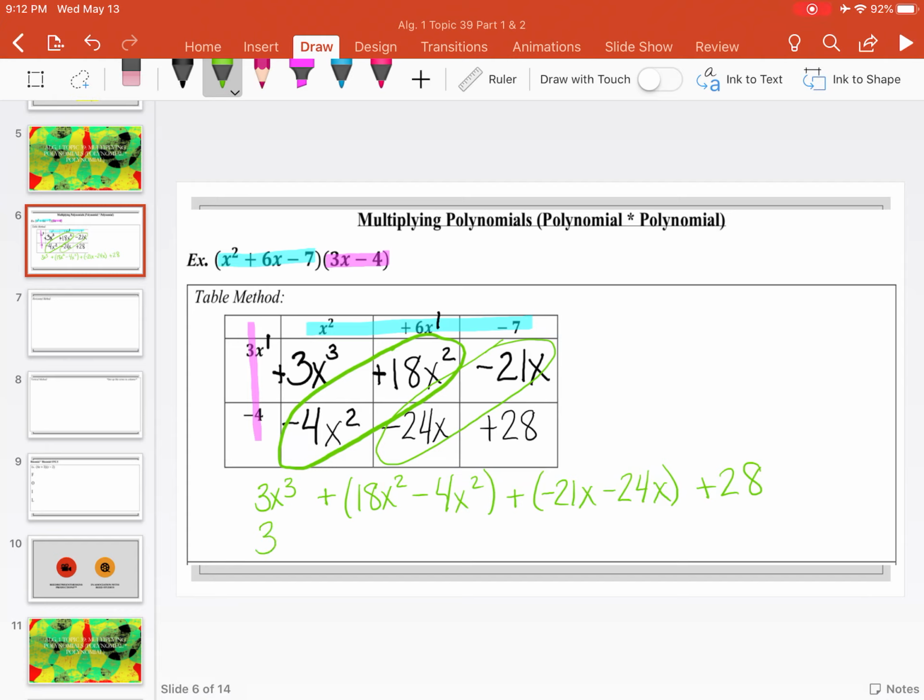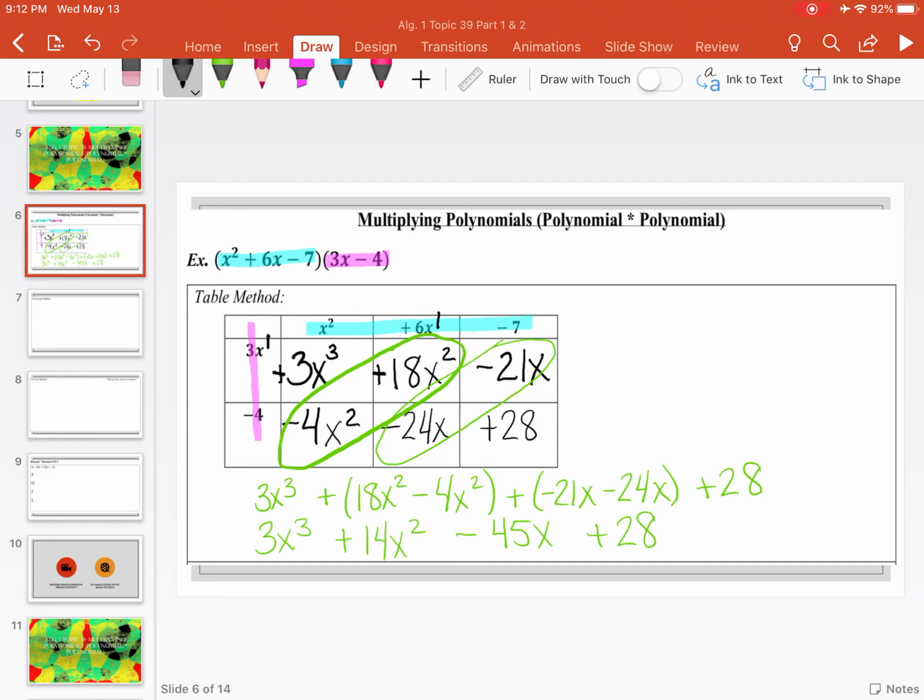Now I can combine my like terms. I'm left with 3x cubed, and 18x squared minus 4x squared. These are like terms. They have the same variable raised to the same exponent. That gives me 14x squared. Negative 21x minus 24x, I'm becoming further negative, so I get negative 45x plus 28. So this is my final answer here.